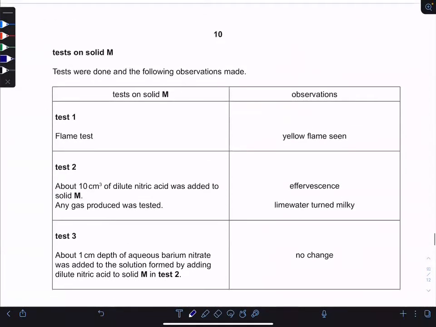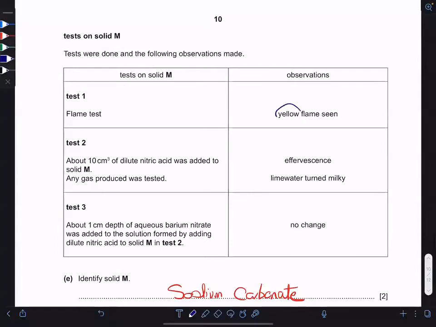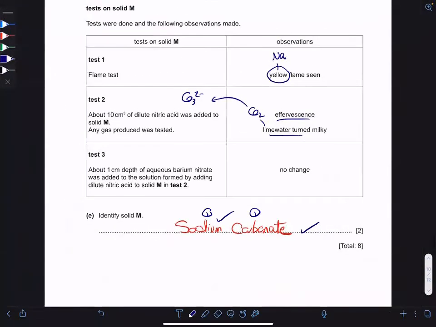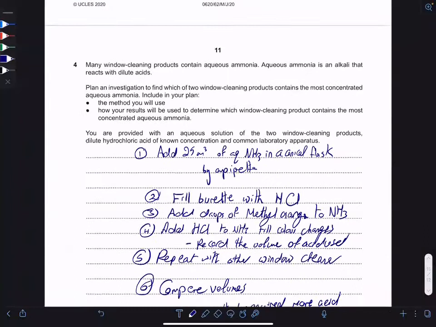The halide we have is chloride, which gives a positive result of a white precipitate. Test on solid M: he did a flame test on the solid. A yellow flame was seen, so sodium is present. Then he added an acid, effervescence, and limewater turned milky. So you have carbon dioxide gas, which is produced from the carbonate anion. Therefore, the solid is sodium carbonate. Mark for the cation, mark for the anion. A very easy question.